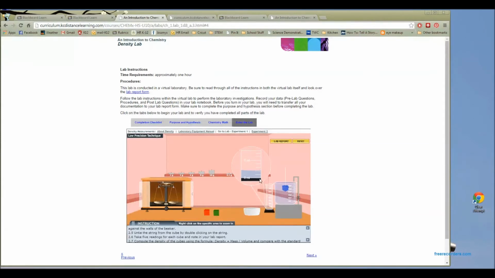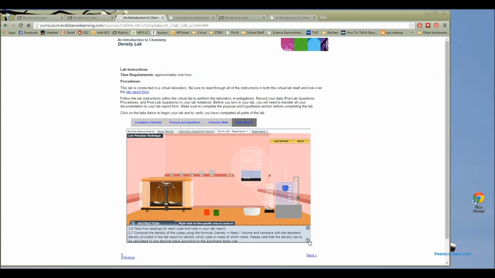So I got how many milliliters? Remember, we always read from the bottom of the meniscus. So I got 1 milliliter, 2 milliliters. And the trick to doing this lab is you need to remember that 1 milliliter of water is equal to 1 cubic centimeter of water. So this cube is actually 2 cubic centimeters in volume.